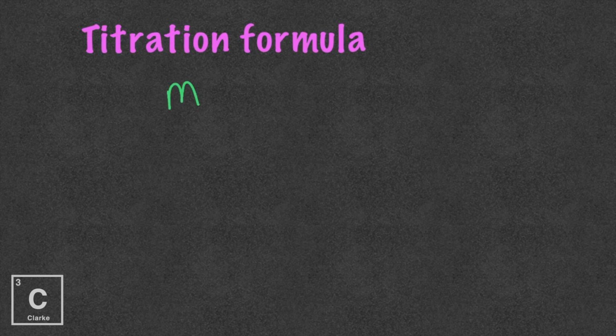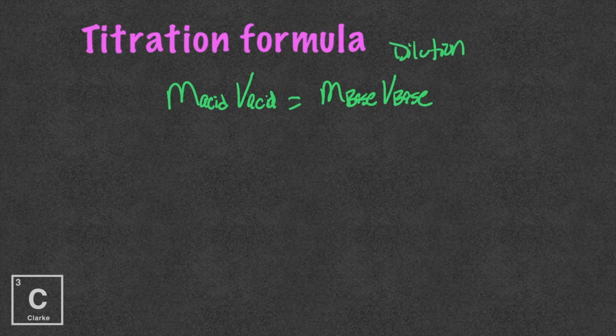We're going to have the molarity of our acid times the volume of our acid equals the molarity of our base times the volume of our base. This very much looks like the dilution formula when we talked about solutions, MV equals MV. Same formula, but this time we're talking about acids and bases.